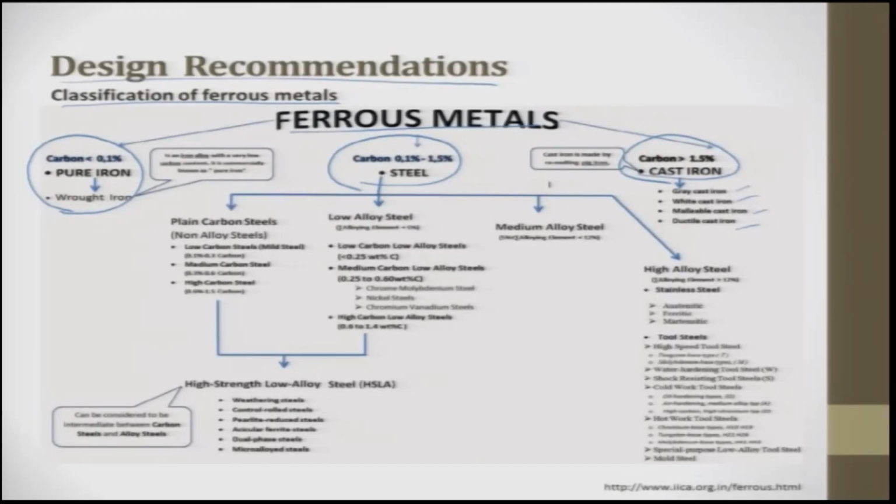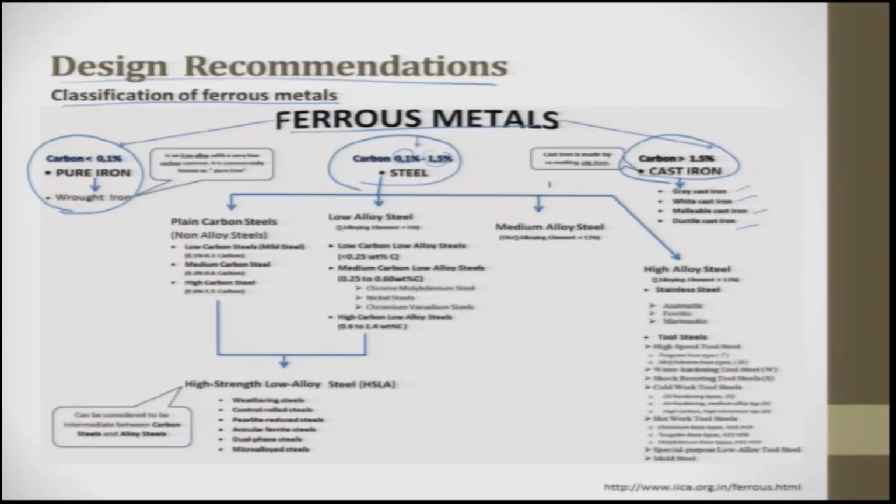One is called plain carbon steel, low alloy steel and medium alloy steel. Of course, you also have high alloy steel. The difference between these three is the difference in carbon content, which falls between 0.1 to 1.5, and anything above 1.5 goes to cast iron. So, here I have put up the list. You can see low carbon, medium carbon, high carbon.